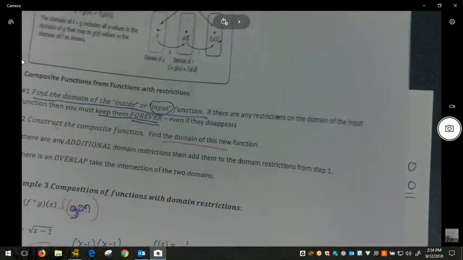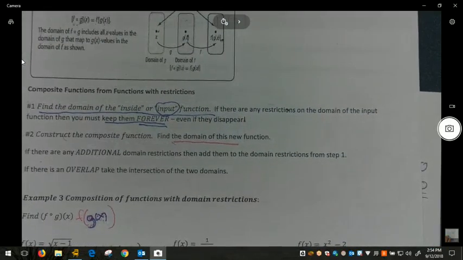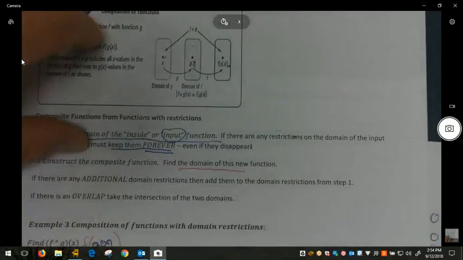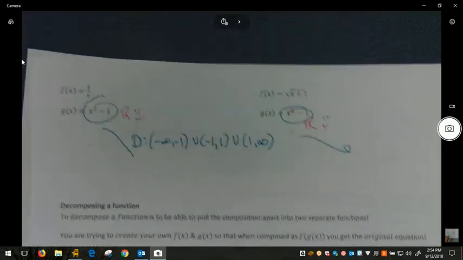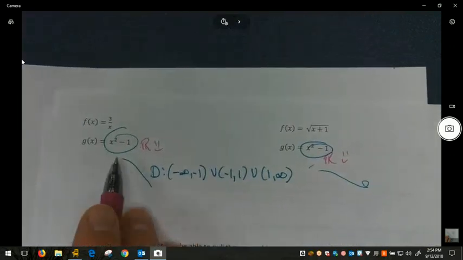Let me look back to see if I missed anything like that here. I don't think that I did. They all worked the way they were supposed to, so we should be good there.